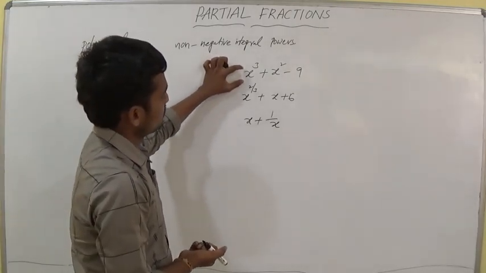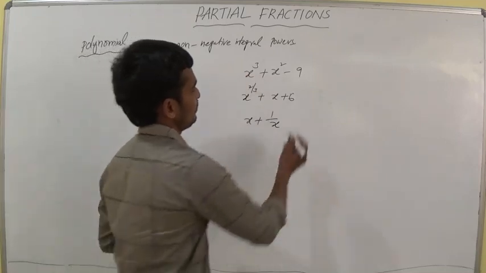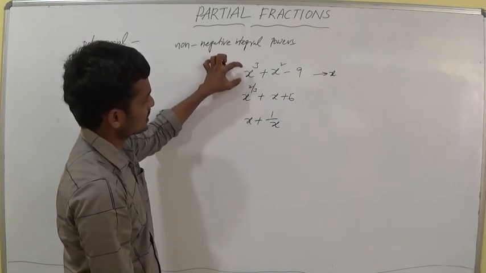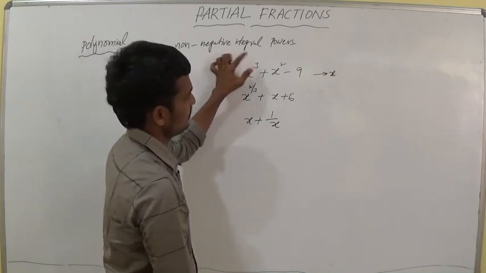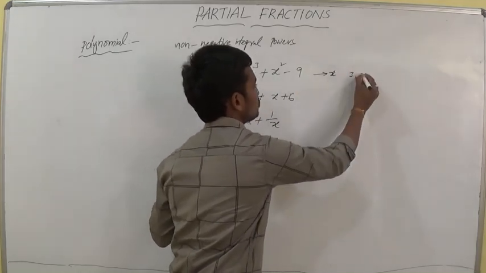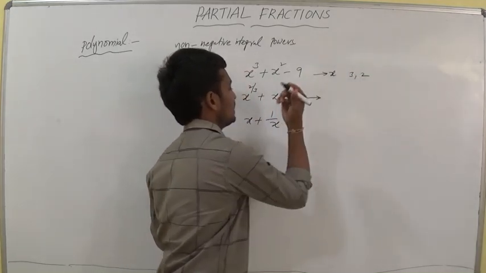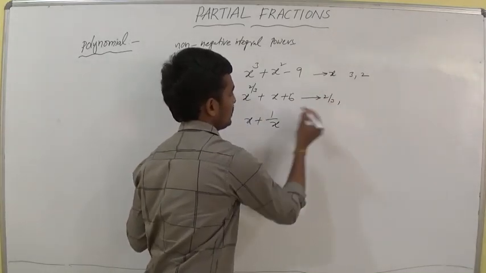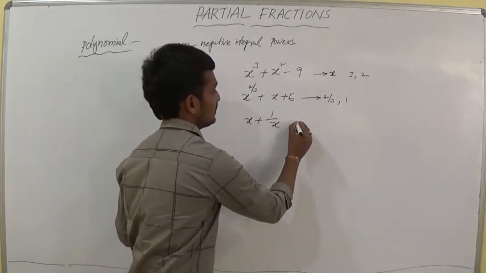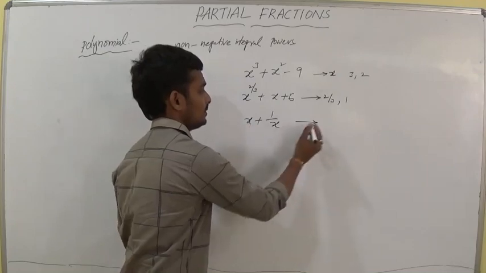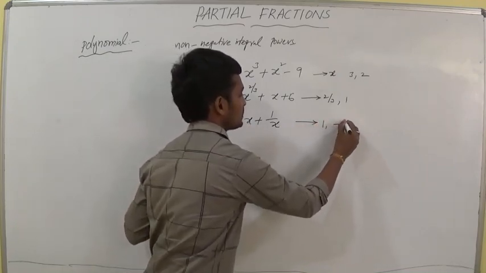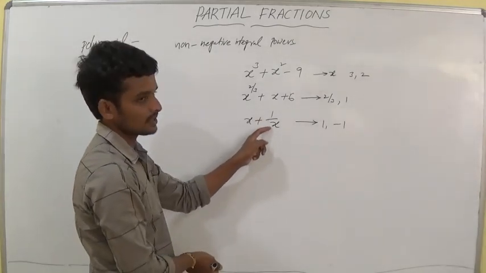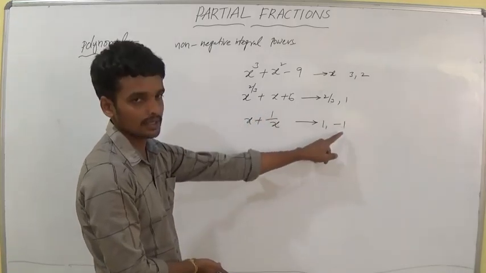The first polynomial has a variable x. Here the variable is x. In the first, it has three terms. The first term, the exponent of x is 3, and here 2. In the second example, the exponent of x here is 2 by 3, here 1. In the same way, the exponent of x here is 1, here minus 1. Do you know how it is minus 1? 1 by x means x to the power of minus 1. Their power is minus 1.